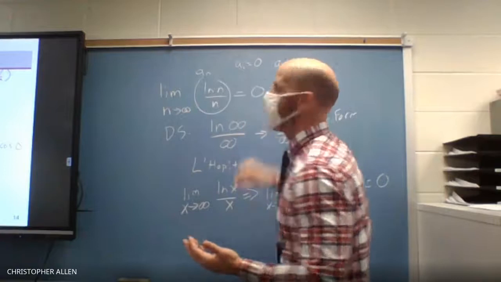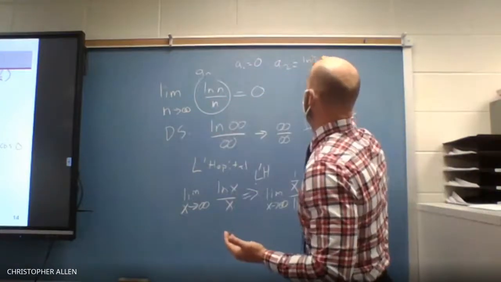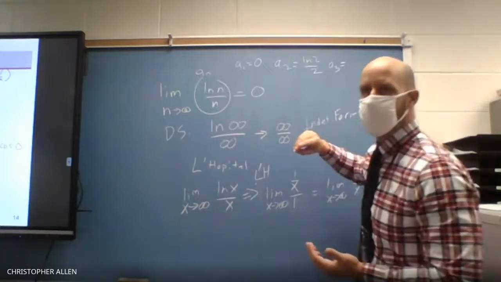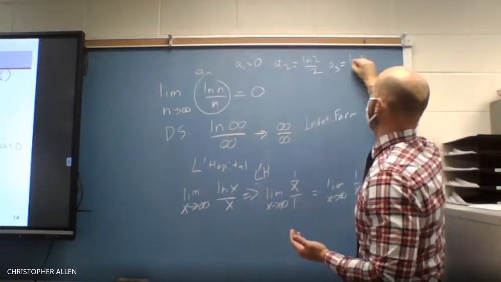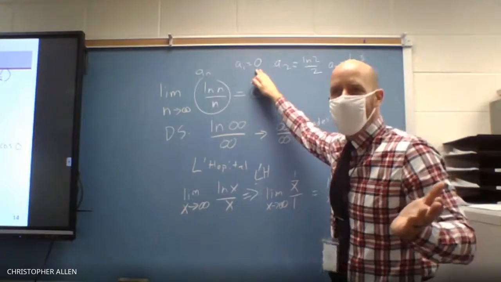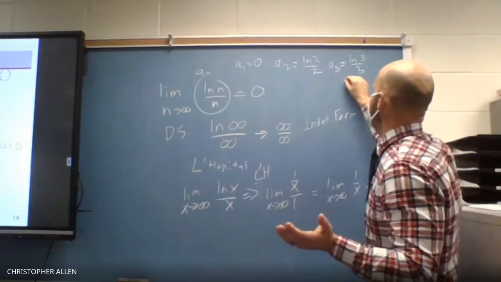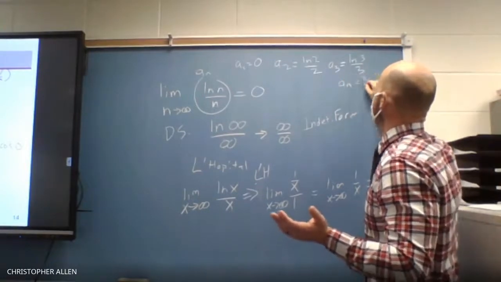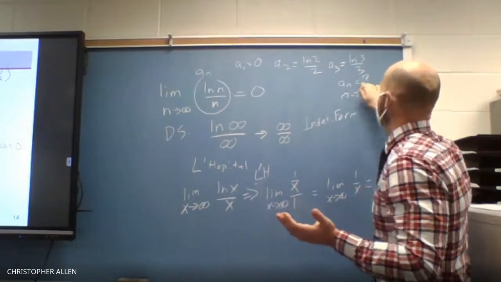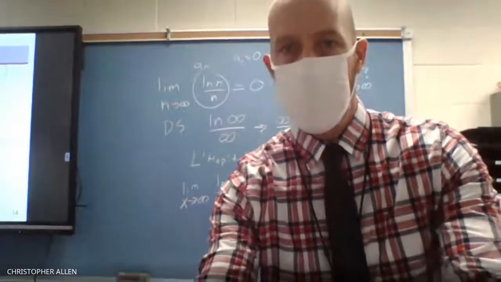What's a sub 2? Well, it'd be the ln of 2 over 2. And then what's a sub 3? ln of 3 over 3. Now, by the way, this is the only one that we can really compute without using technology, right? These others are going to be more difficult to compute. But what I'm telling you is happening to a sub n as n goes to infinity? What's that going to? It's going to 0.